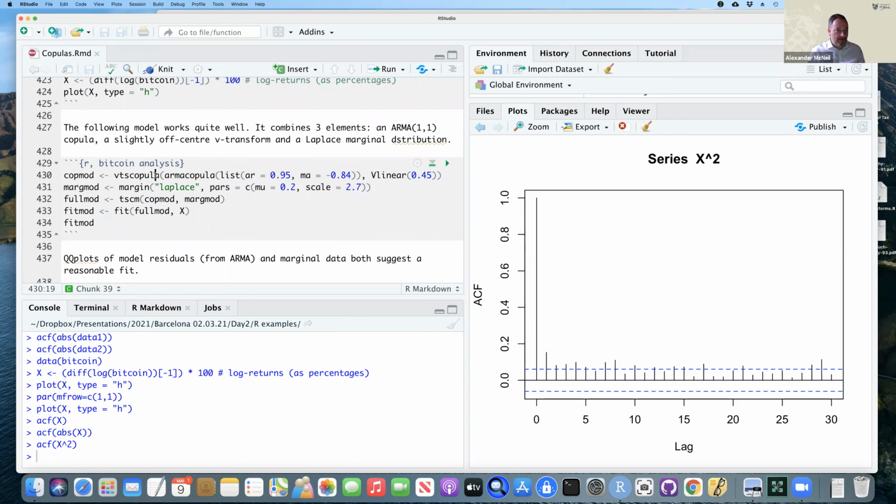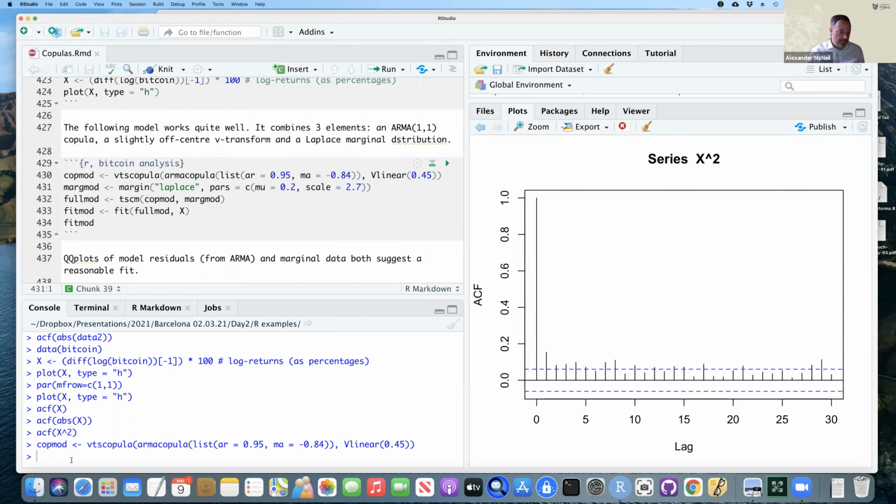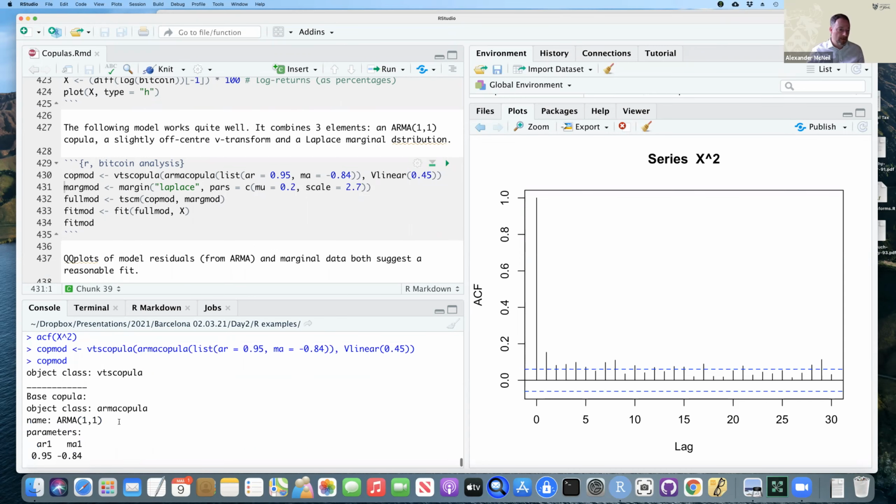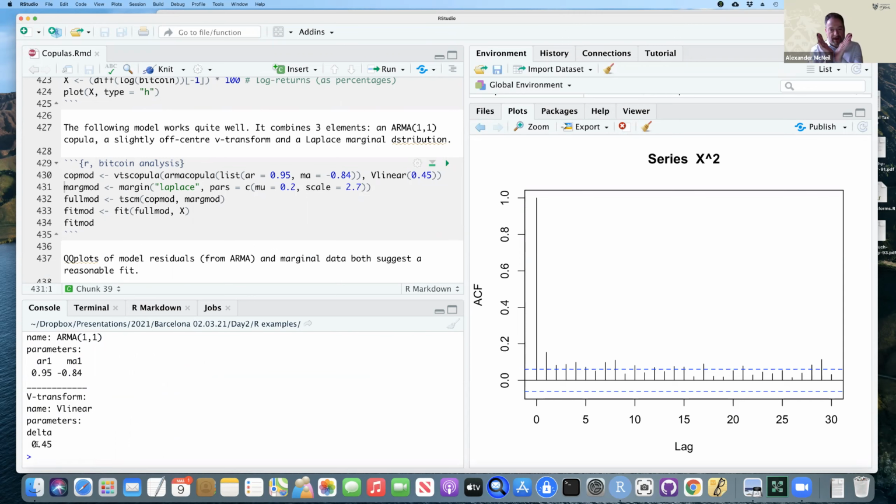So I take a model based on an ARMA copula. So I'm just about done. I take a model based on an ARMA copula. So it has an ARMA copula. It has a V transform, slightly off-center V transform. So rather than having a symmetric one, it's actually slightly off-center.